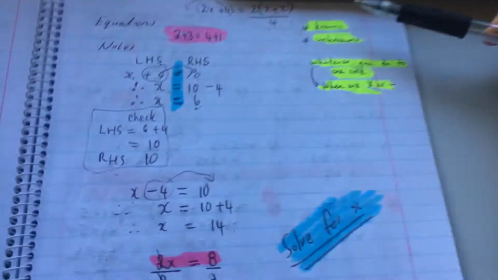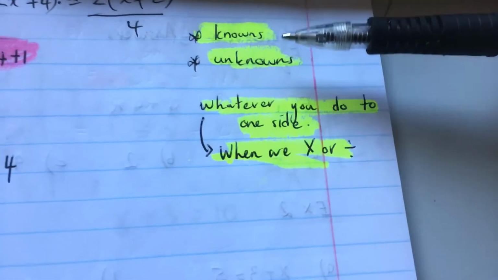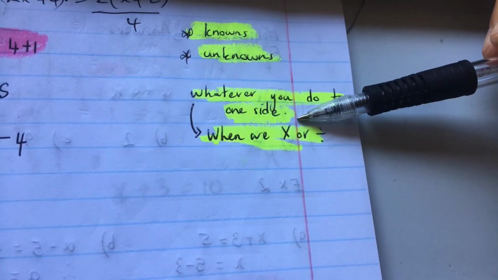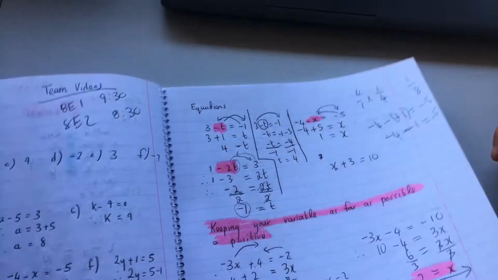This was your first video. You should have made your own notes. Remember, I said knowns and unknowns. Knowns to one side, unknowns to the other side. Whatever you do to one side, you do to the other side. All right, that's very important. Okay, so let's start with today's work.